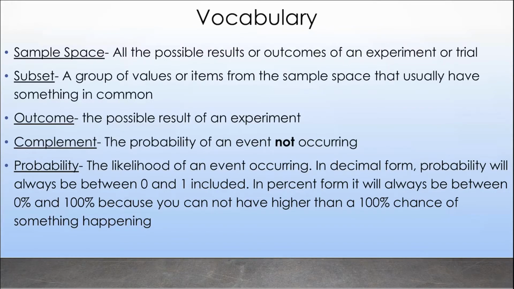Some vocabulary for today. Sample space is all the possibilities, or all the possible results or outcomes of an experiment or trial. A subset is a group of values or items from the sample space that usually have something in common. Okay? Outcome is the possible result. So keyword: possible result of an experiment.